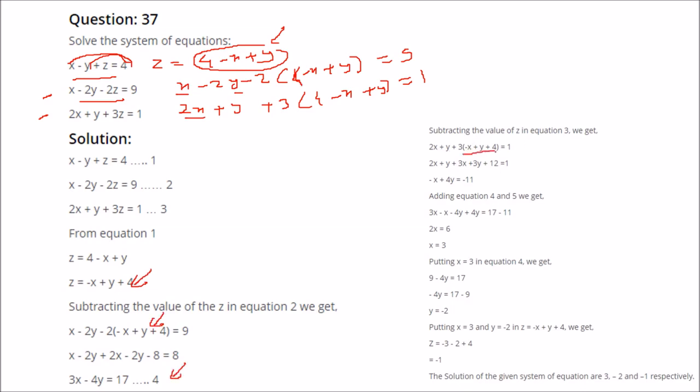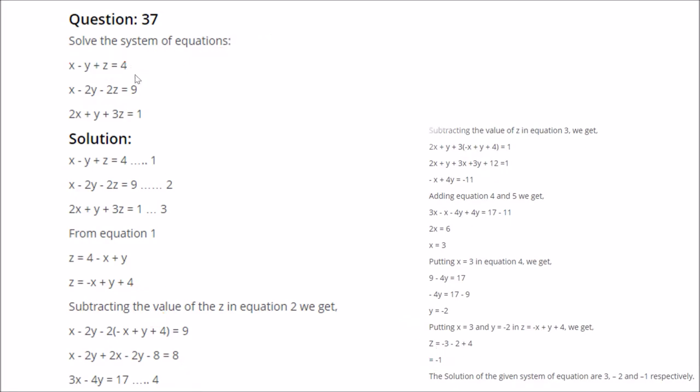Now in the second equation, at this place we placed z equal to minus x plus y plus 4. This is your second equation. Now we have one equation as this, one equation as this. Now you can easily solve this. X will be equal to 3, y will be equal to minus 2. And when we put x equal to 3 and y equal to minus 2, z will be equal to minus 1.